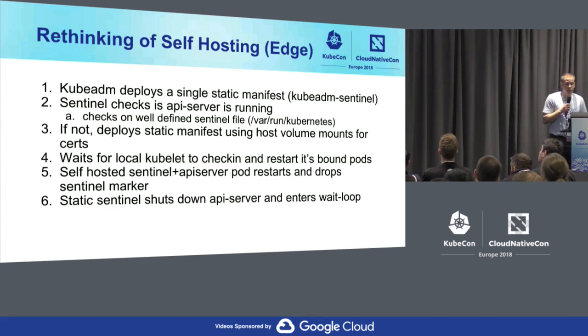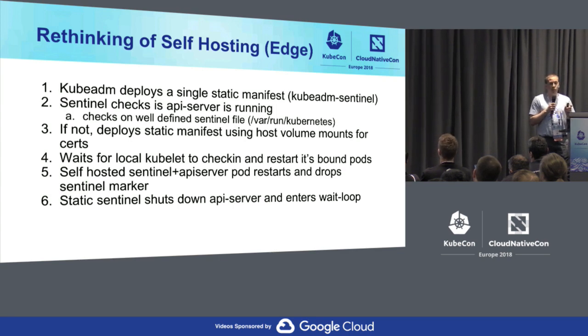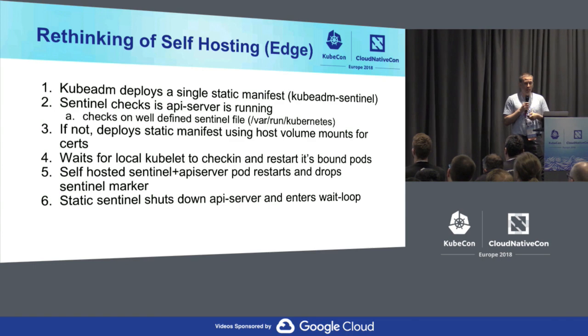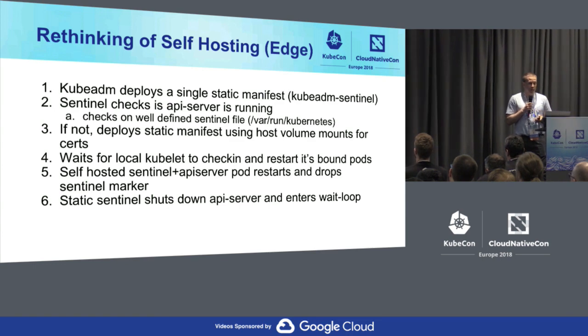kubeadm deploys a single static manifest called the kubeadm Sentinel or pilot light. The Sentinel checks if an API server is running, basically a Sentinel file on the machine in a well-defined location like /var/run/kubernetes. If it's not there, it deploys a static manifest within its local /etc manifest location. Waits for the kubelet to check in. Once the kubelet checks in, it'll find out that it has a bound pod to it. That bound pod will then be spun up, and the spun up pod that is actually a self-hosted container will contain a Sentinel marker that will drop on the machine, and then the original Sentinel will then shut down the API server.